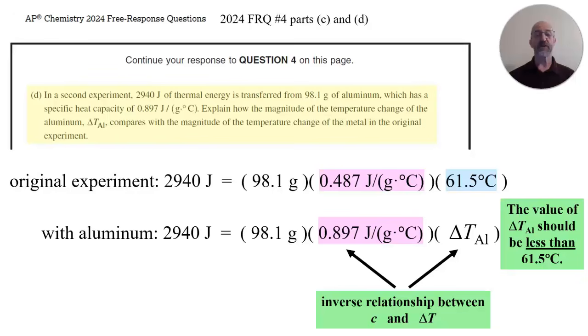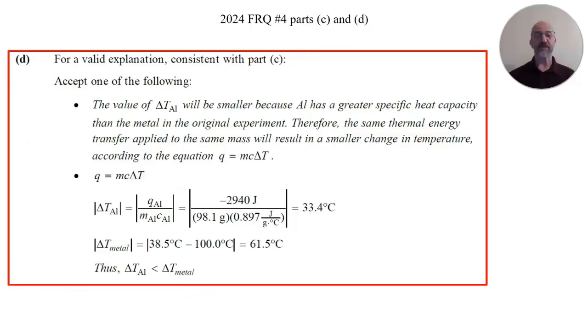So I'll show you the official scoring guidelines for this question. So for a valid explanation consistent with part C, accept one of the following. So in words, the student could say that the value of the change in temperature for the aluminum will be smaller because aluminum has a greater specific heat capacity than the metal in the original experiment. Therefore, the same thermal energy transfer applied to the same mass will result in a smaller change in temperature according to the equation Q equals mc delta T. What the student could also do to earn credit is to actually show their calculations.